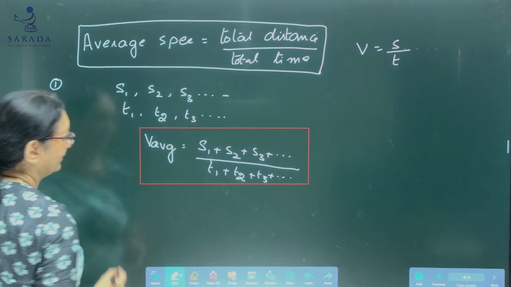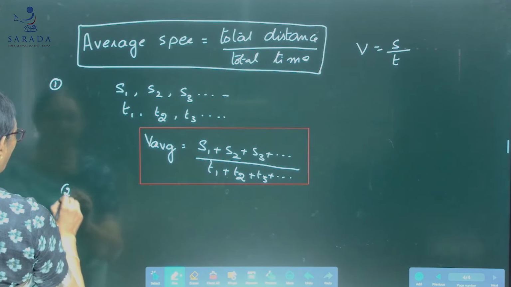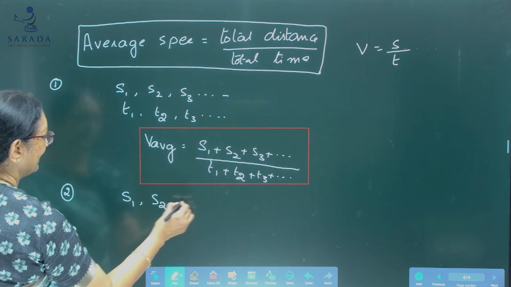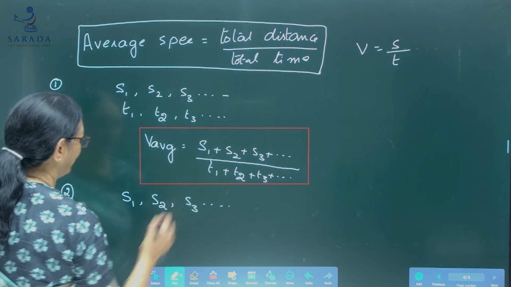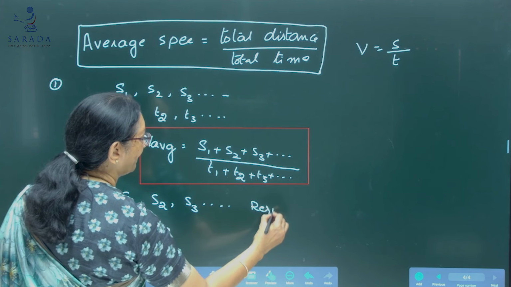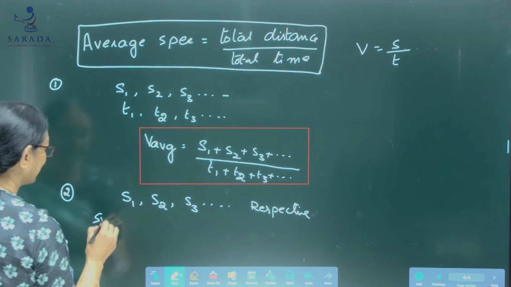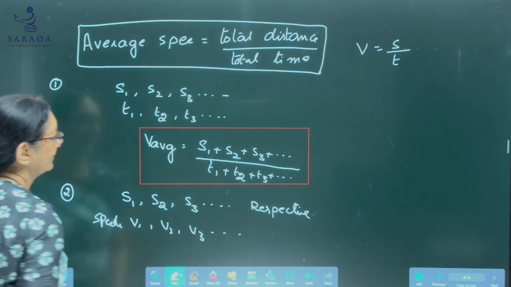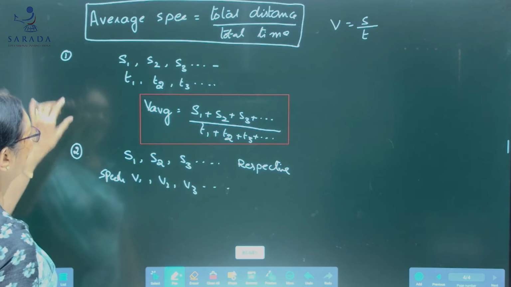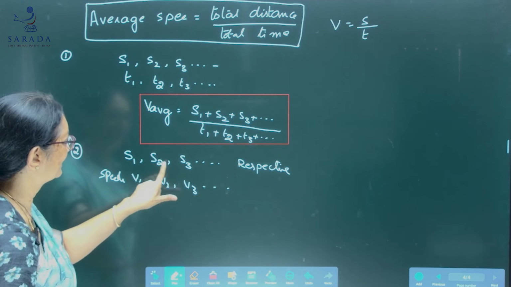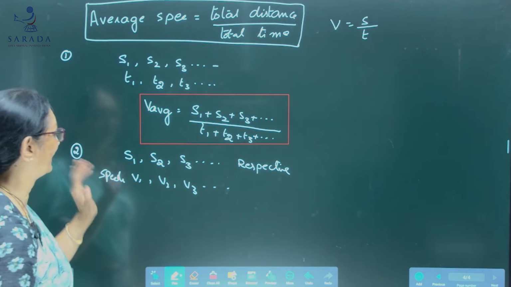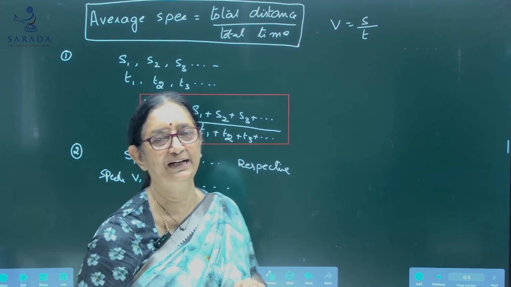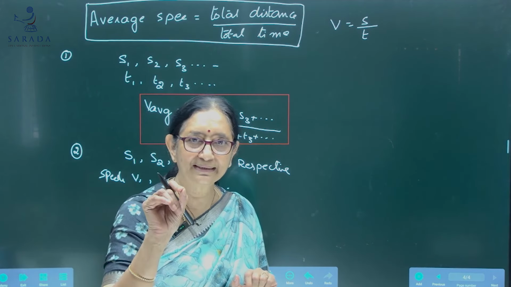Okay. Now, let us move on to the next concept. A body travels distances S1, S2, S3, and so on with respective speeds V1, V2, V3, and so on. See, follow that very carefully. Meaning it travels a distance S1 with a speed V1, S2 with a speed V2, S3 with a speed V3, and so on.